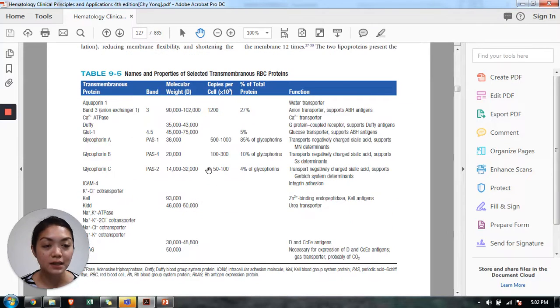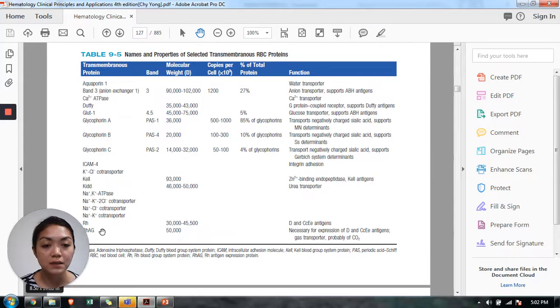Okay, so these are the complete list. This is the complete list of your integral or transmembrane proteins. So, aquaporin for your water, band 3, calcium ATPase pump, Duffy blood group, GLUT1 for glucose, the glycophorins, and the minor ones, and another ATPase pump for sodium, potassium, transporter naman for different ions, and the blood groups KEL, KID, RH, and HN. Okay, so minor naman na.